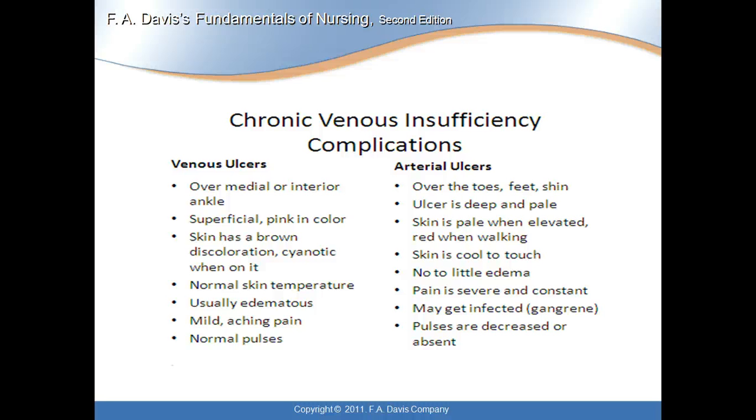Arterial ulcers are usually over the toes, feet, and shins. Ulcer is deep and pale. Skin is pale when elevated but red when walking. Skin is usually cool to the touch, and there is little to no edema. Pain is severe and constant, may get infected, and pulses are decreased or absent. I want you to know this slide and know the difference between the venous and arterial ulcers.